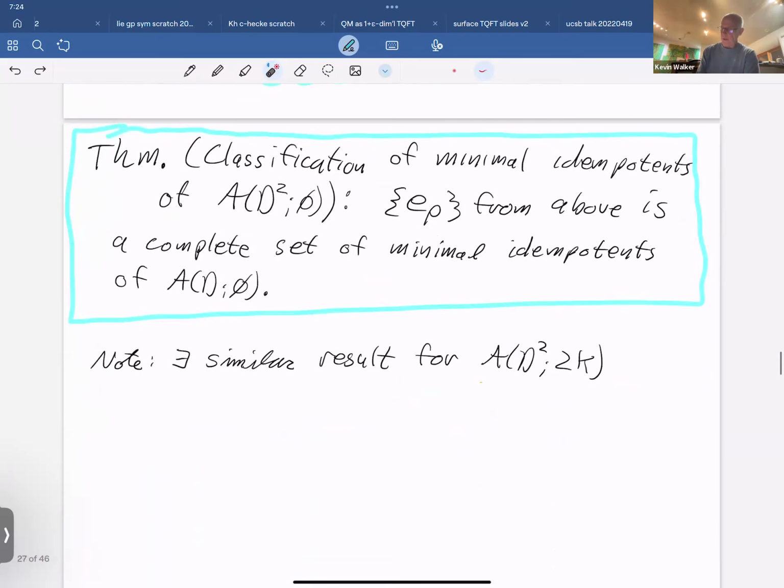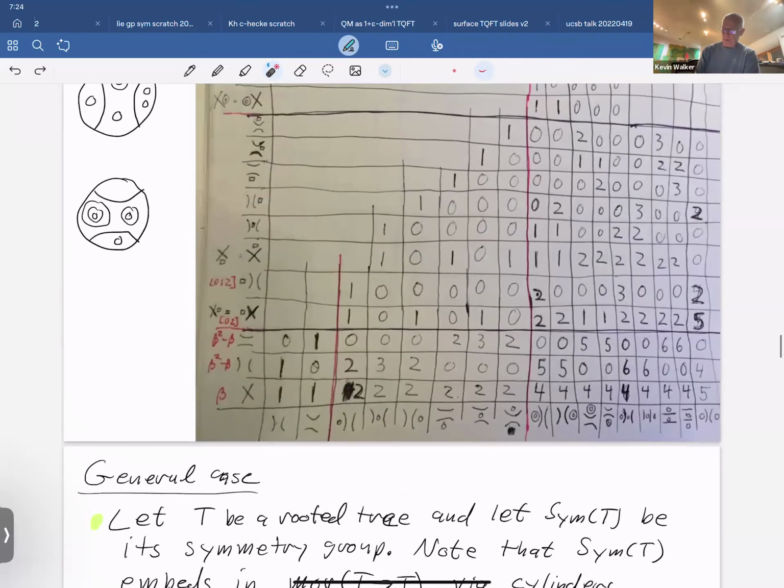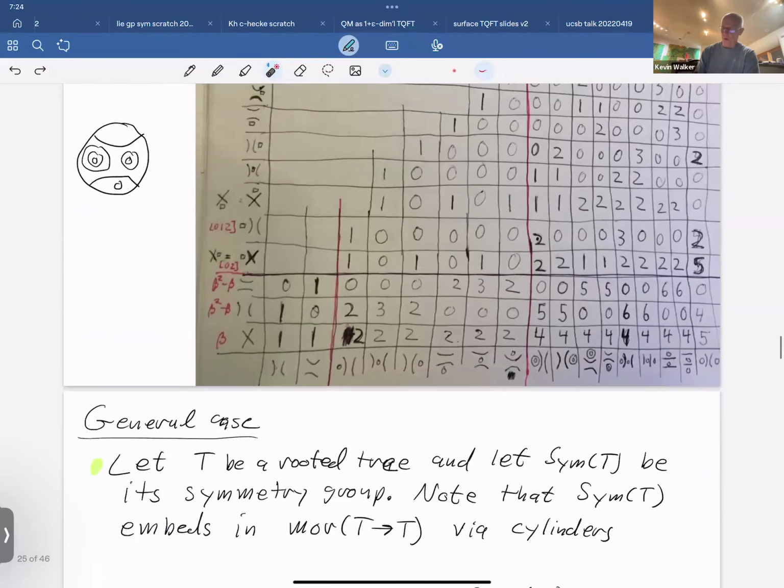And so the theorem is the classification of minimal idempotents for the D2 with empty boundary conditions: that list of idempotents that I constructed above is everything. And there are similar results for the other boundary conditions. You just have to give the tree and irrep data in each component, each complement of these arcs, and also consider all configurations of arcs.